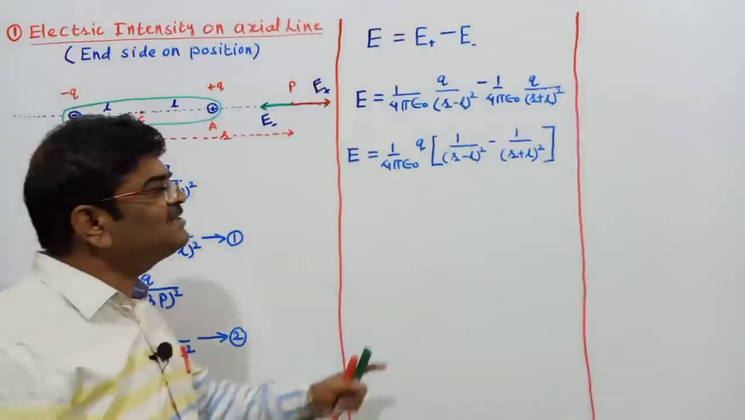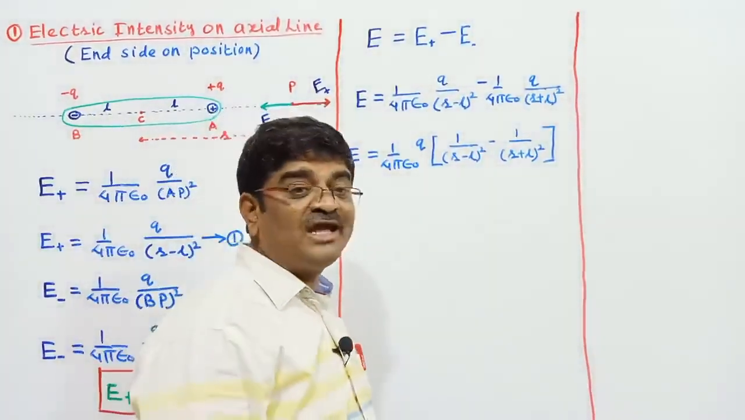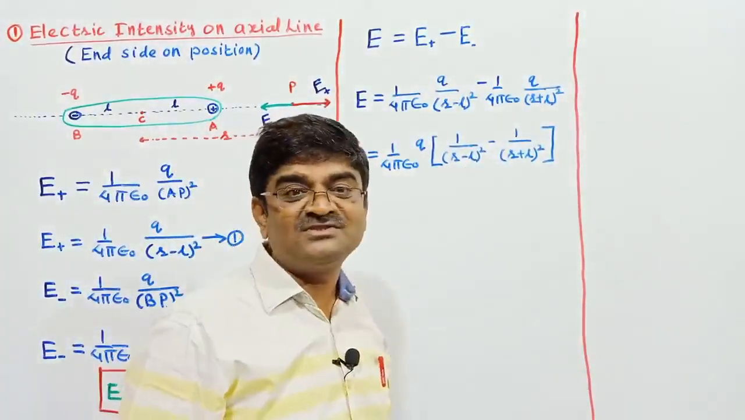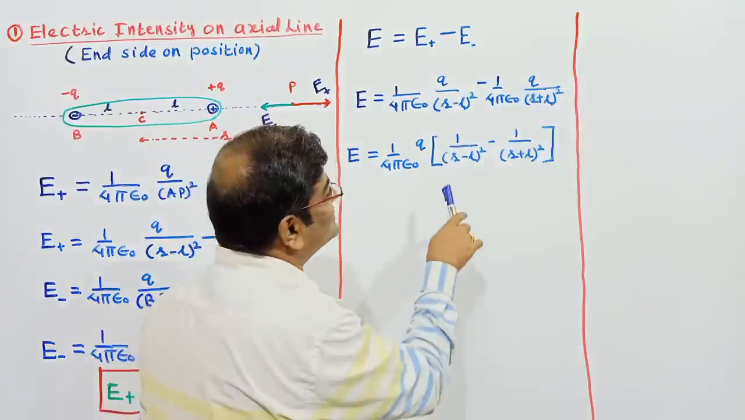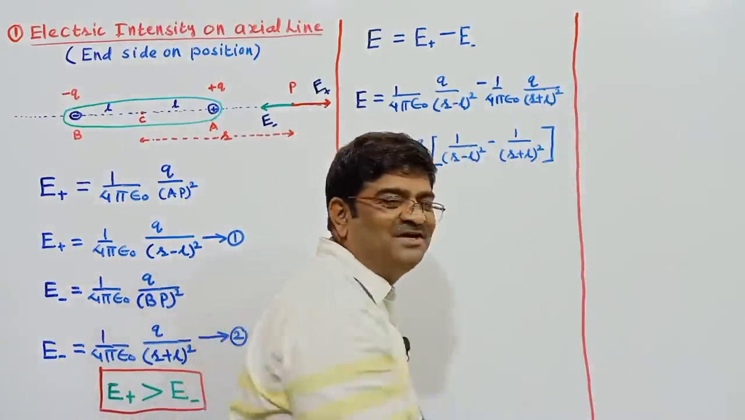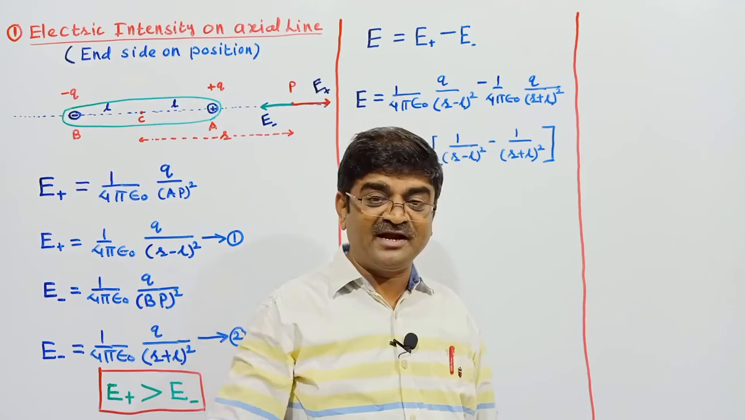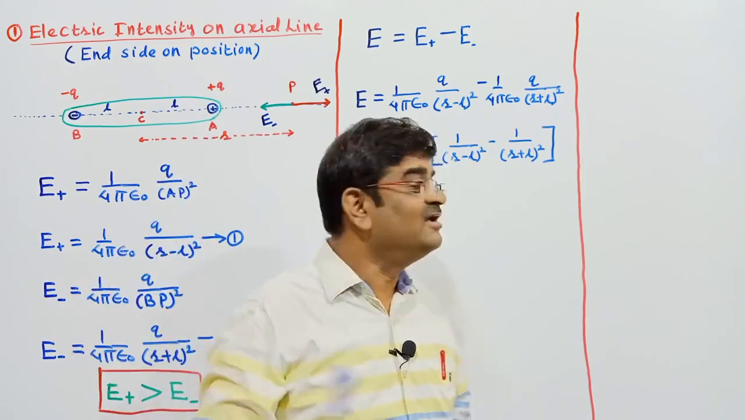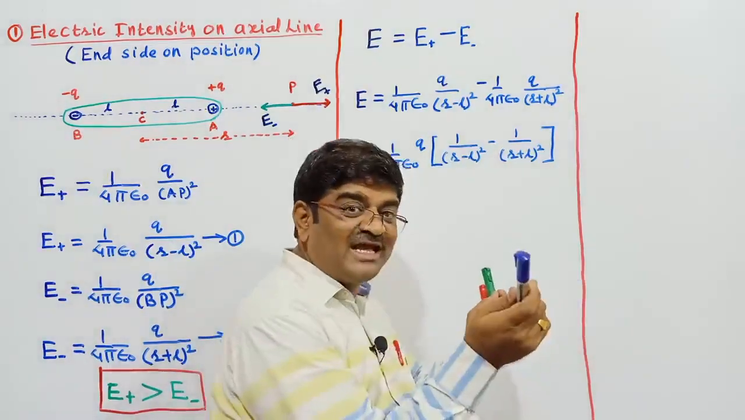Okay, simple thing I have got. Now I need to take LCM of those bracketed terms. Imagine it was like this: A minus B, A plus B. For the time being, don't worry about the bracket square. A minus B, you are going to take LCM.